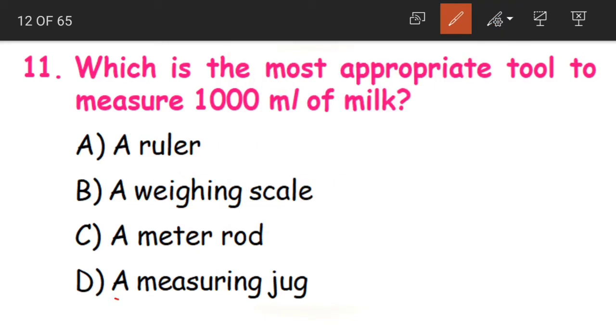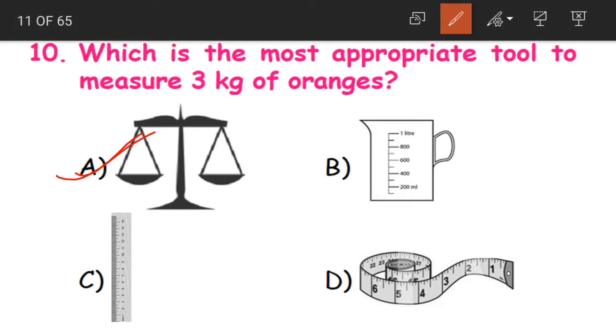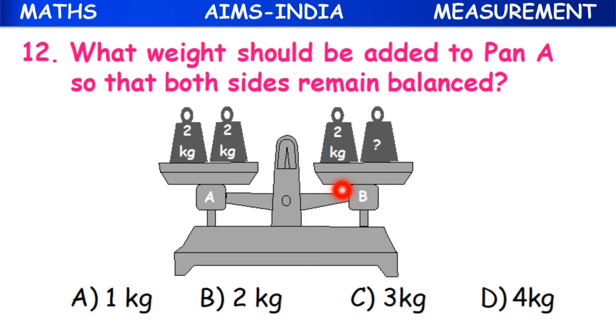Coming to the last option, option D, a measuring jug. This will be our correct answer. Yes children, see, this is our measuring jug. On this we can clearly see the mark of 1 liter, that is nothing but 1000 milliliters. When converted into milliliters, it would be 1000 milliliters. So option D, a measuring jug, is used to measure the 1000 ml of milk.